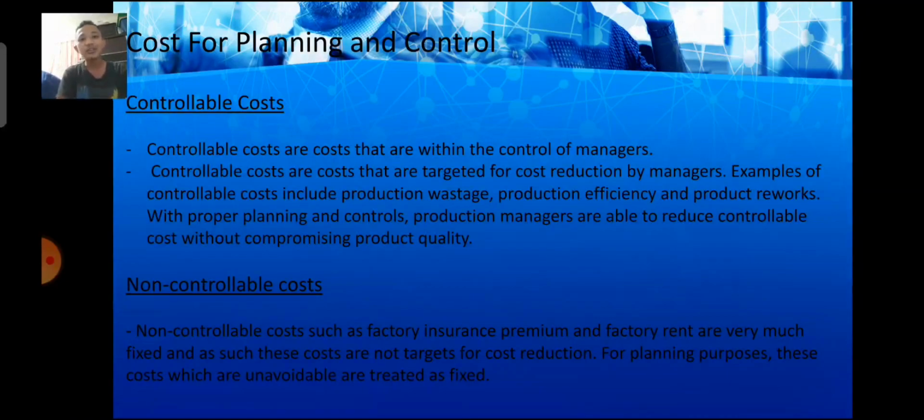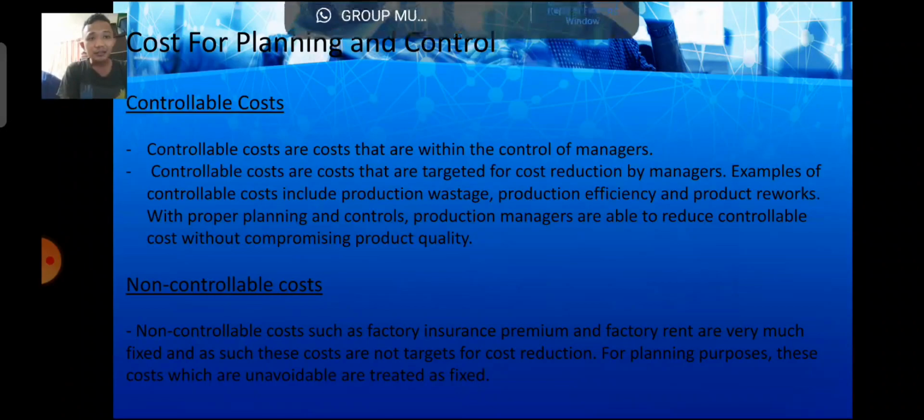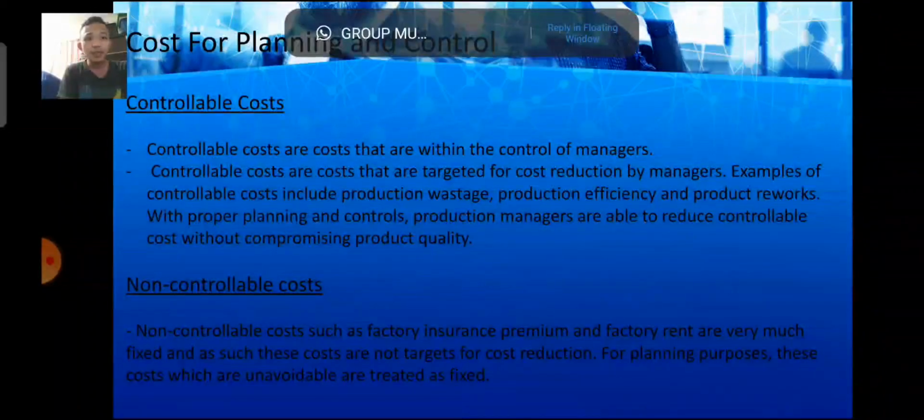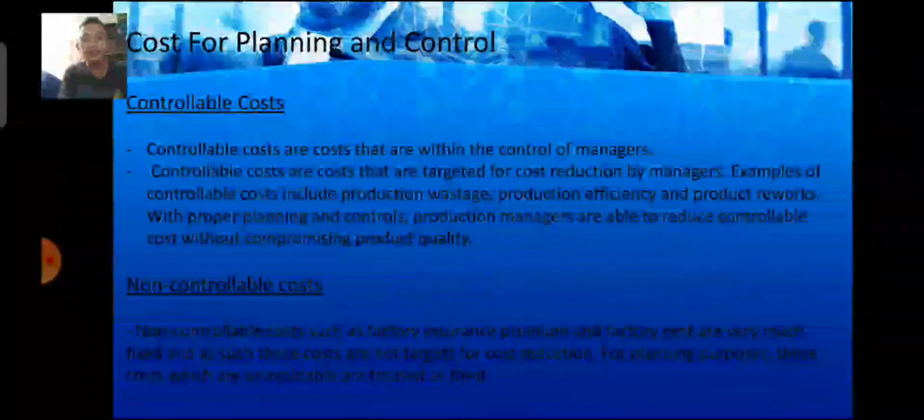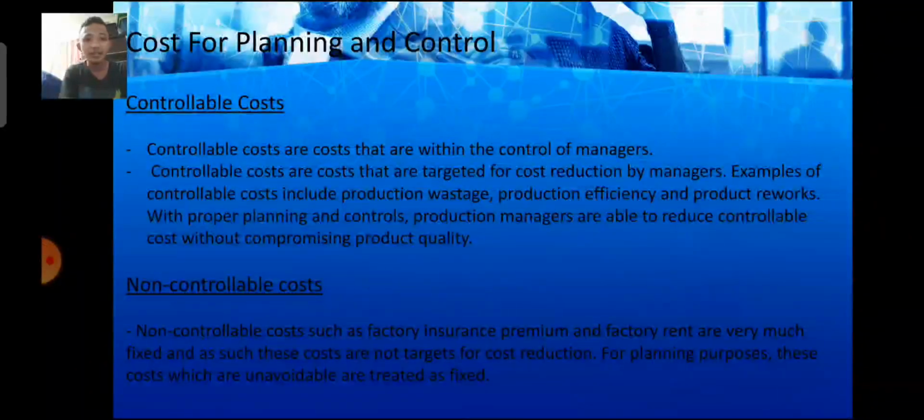How about the non-controllable costs? Sorry, non-controllable costs such as factory insurance premium and factory rent are very much fixed, and these costs are not targets for cost reduction. For planning purposes, these costs, which are unavoidable, are treated as fixed.